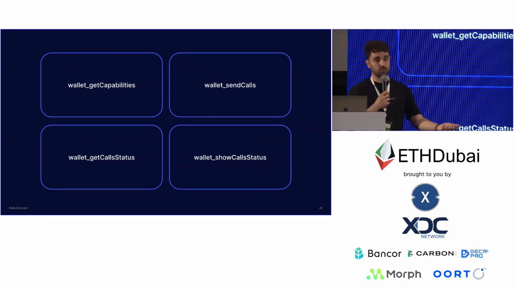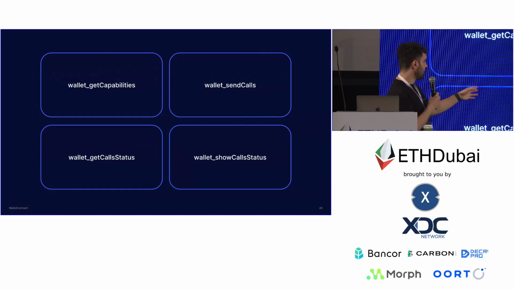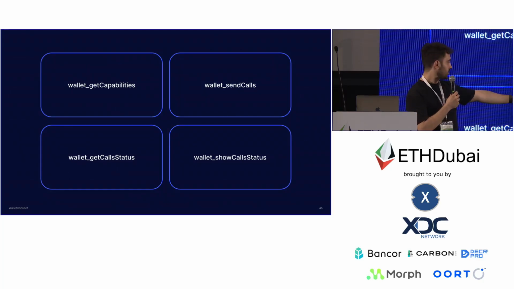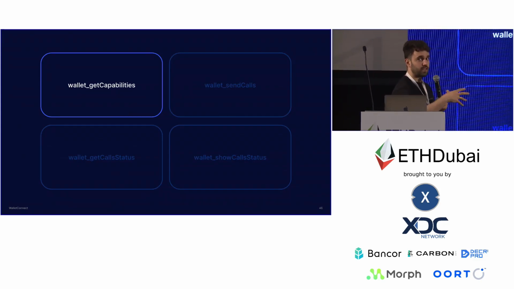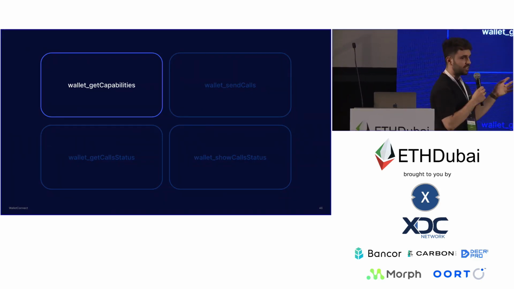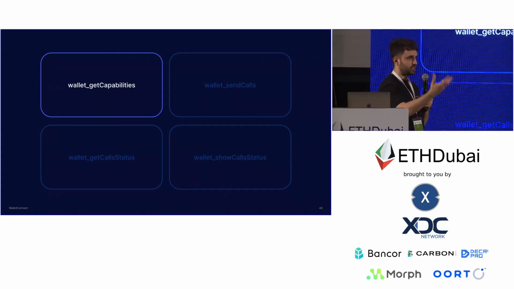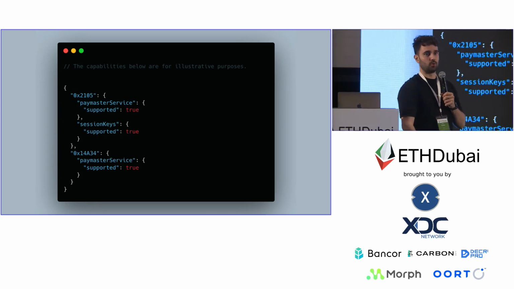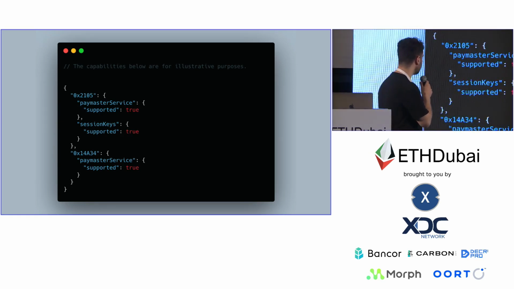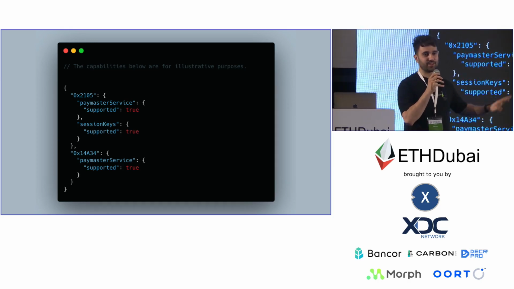And then because we introduce a new pattern of calls as a generalized concept, we have a call status and a get call status and a show call status. But I think the most important thing that we should look at is the wallet get capabilities, because with wallet get capabilities, we actually get to learn about the wallet. So once you actually authenticate yourself, you can ask the wallet, hey, tell me about your wallet. What things can you do with this wallet? And this is only for illustrative purposes. This is not yet in production.